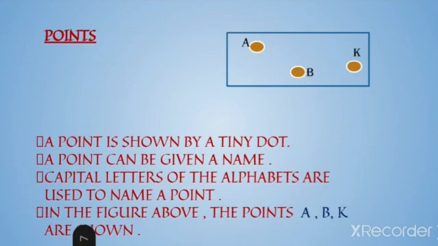A point is shown by a tiny dot. A point can be given a name. Capital letters of the alphabet are used to name a point. In the figure above, the points A, B and K are shown.